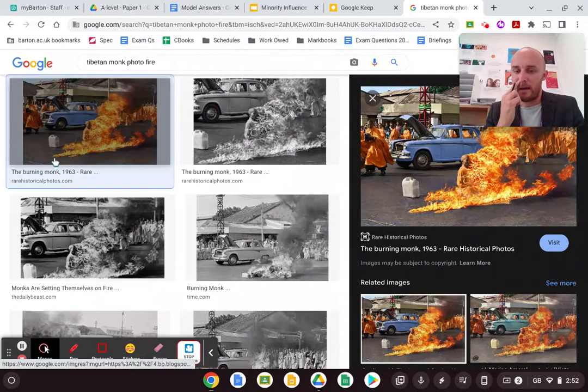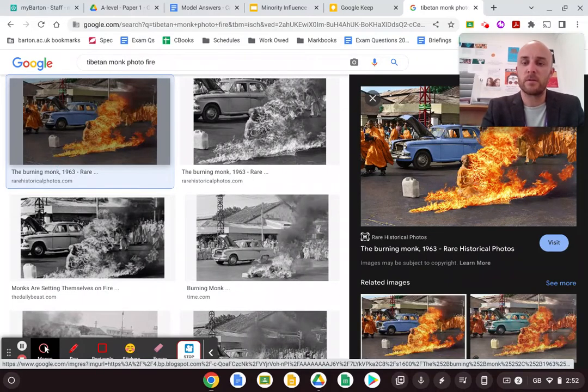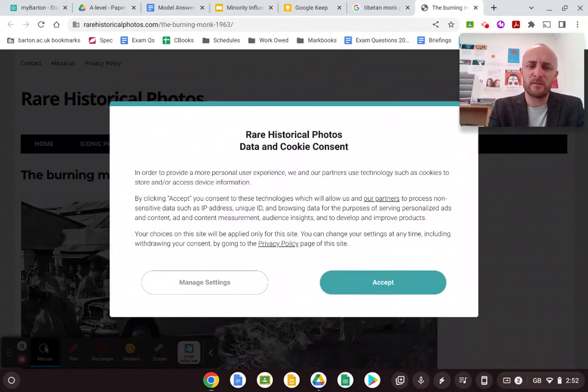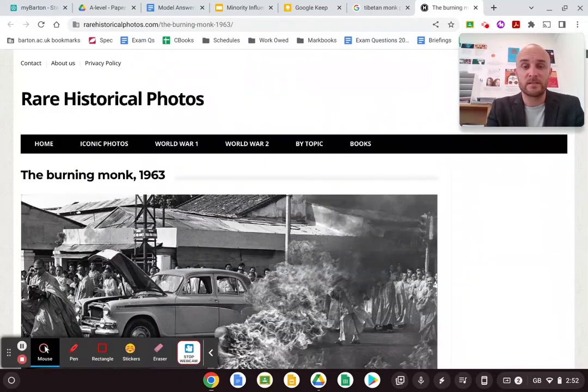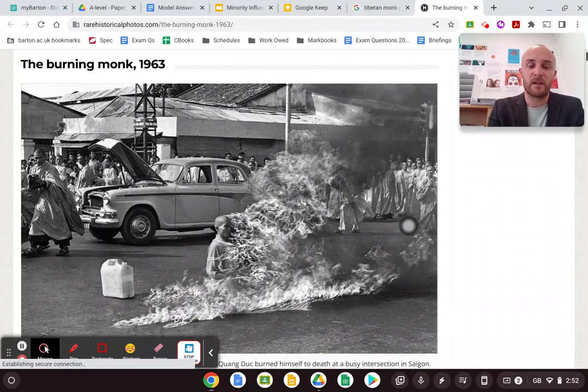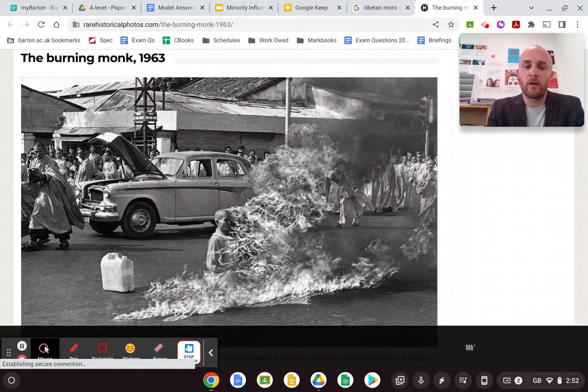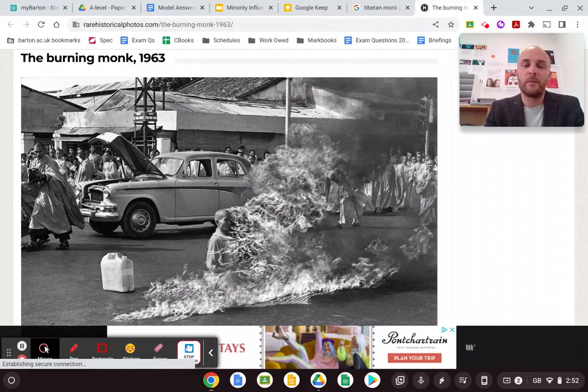This is one of the most famous photos of the 20th century. I think it was actually the most famous photo of the 20th century. It says rare historical photos. This is not a rare photo at all. This is a very commonly known photo. 1963. This is Thich Quang Duc setting himself on fire and obviously killing himself in protest of the Chinese occupation of Tibet. This is, I think we can argue, extremely self-sacrificial.